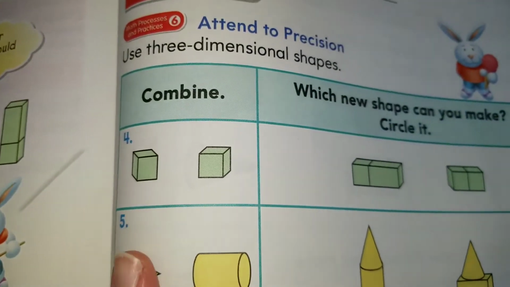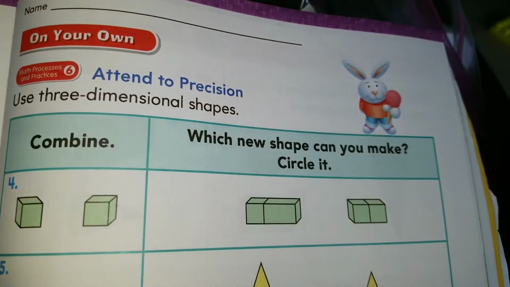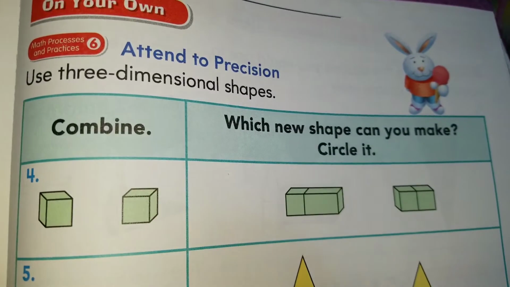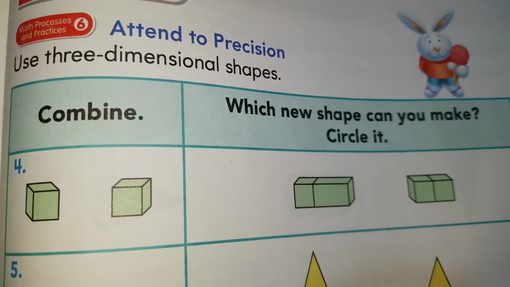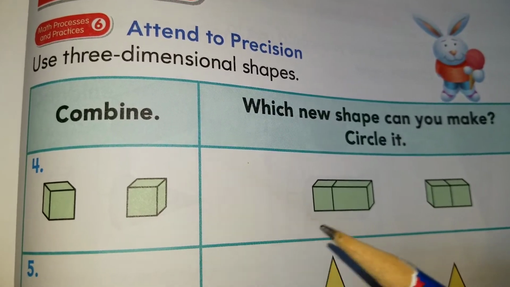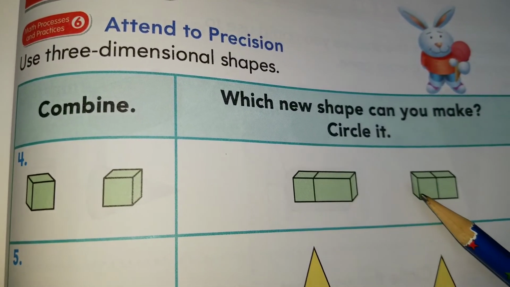This lesson is pretty easy, and I'm sure you're gonna be happy about that, right? Because we have so many difficult lessons. All right, boys and girls. So we're gonna combine two cubes now. What happens when you combine two cubes? What shape do you make? The first or the second one?